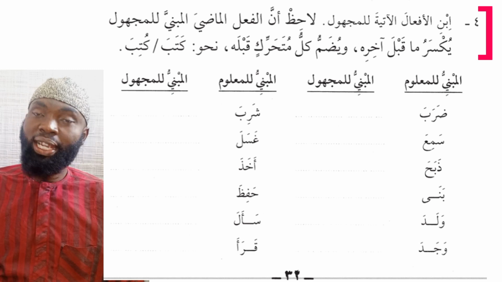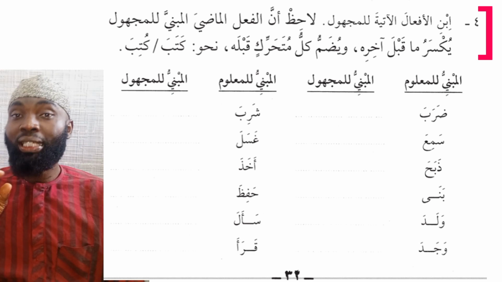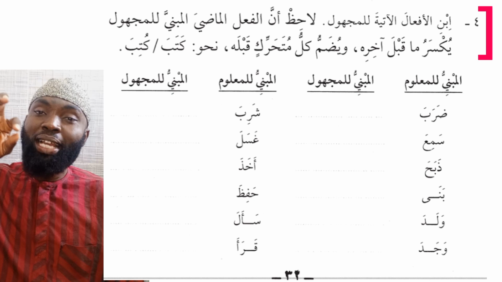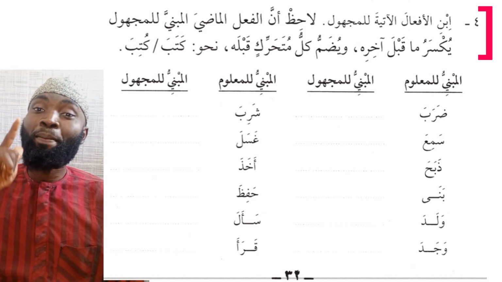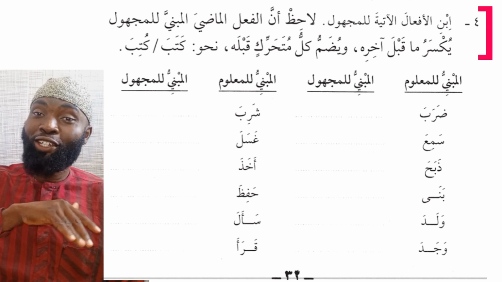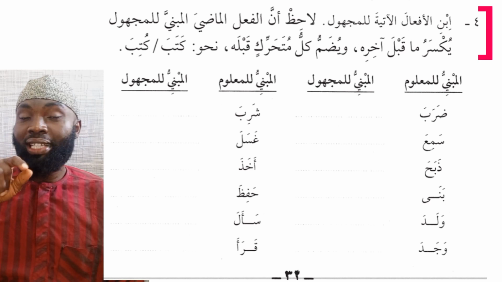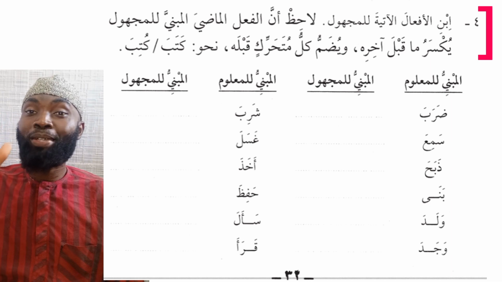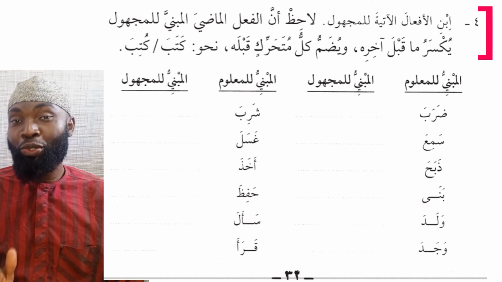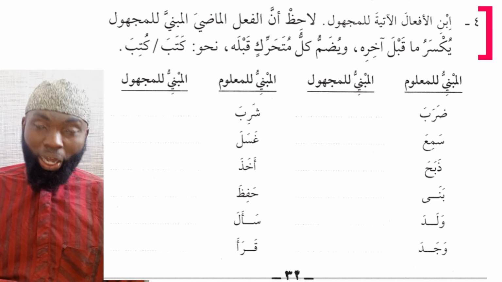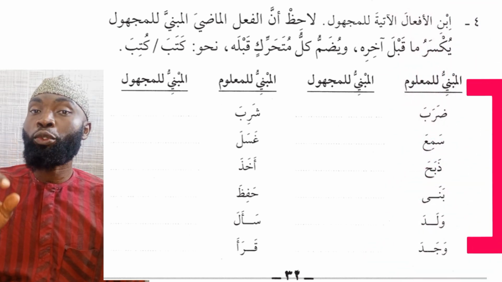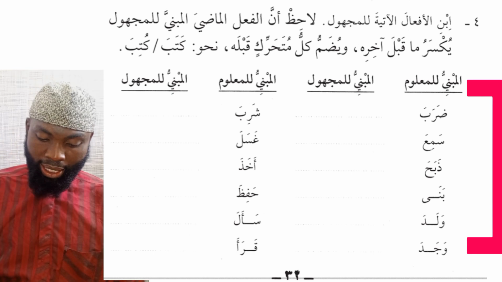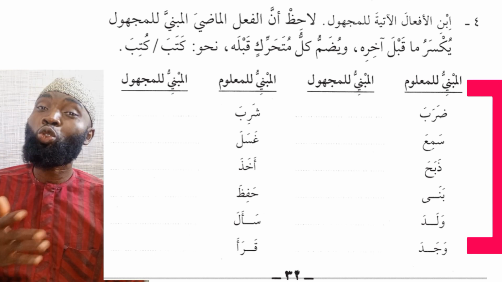وَيُضَمُّ كُلُّ مُتَحَرِّكٍ قَبْلَهُ. And every letter which has a vowel before it is made to carry dhamma. An example, as we saw above, kataba. When we want to form the passive voice, the second letter carries kasra, while the first letter is made to carry dhamma. That is why we come to kutiba. Now looking at this table, we have the first column, al-mabni lil-ma'lum, a verb in the active voice. We have daraba. Now to form it into the majhul, it becomes duriba.